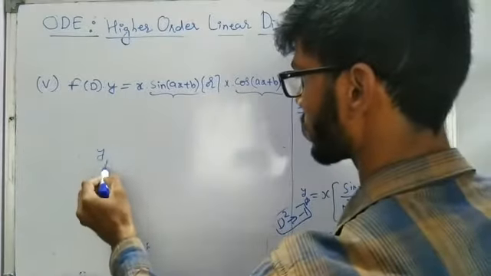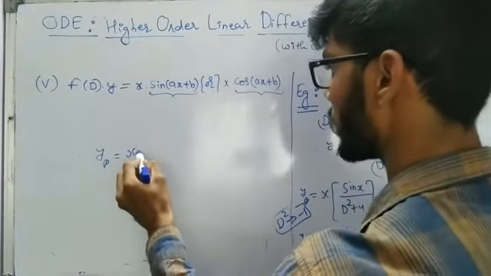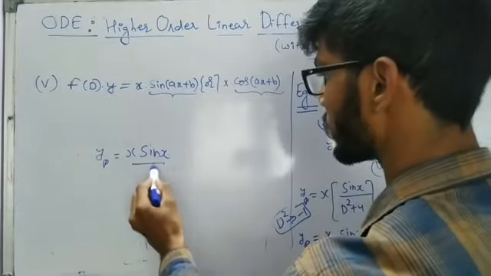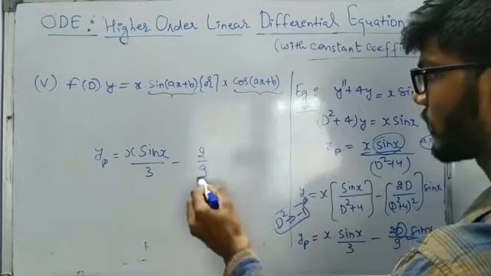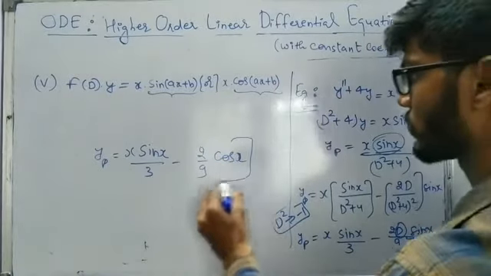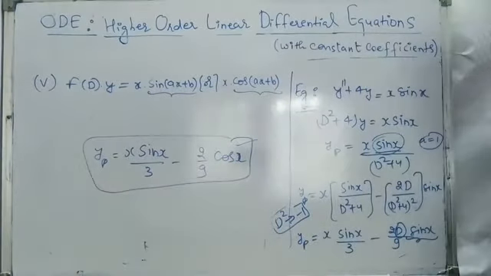So yp is going to be x sin x divided by 3. This is independent of D, there is no D term over there, and 2 by 9, and differentiation of sin is nothing but cos x. So this is going to be our answer. So this is as simple as that.